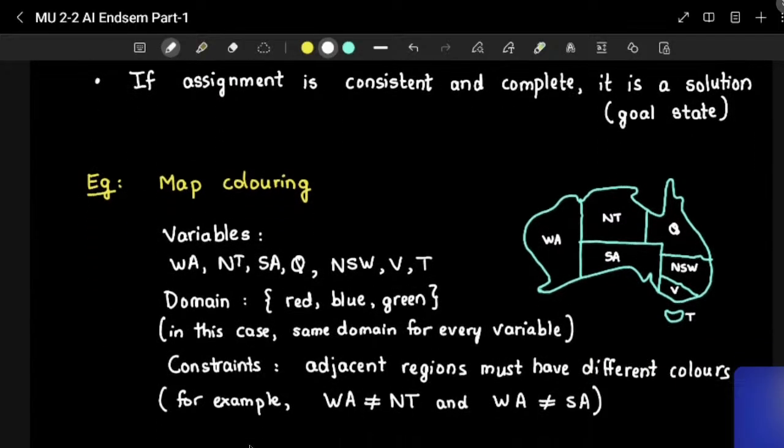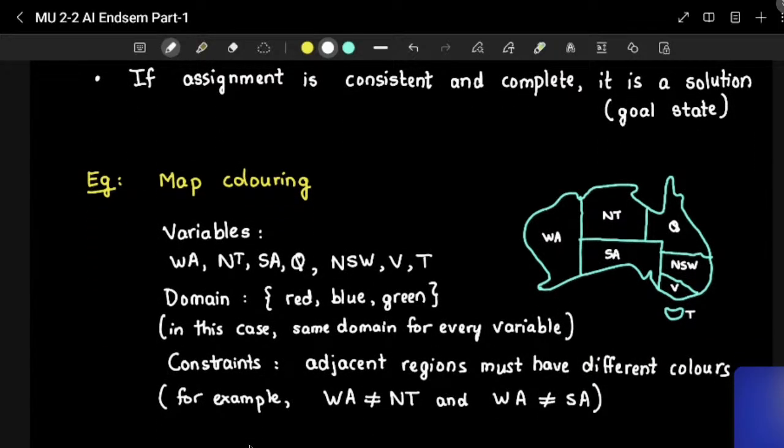So for example, let's take map coloring. I have Australia here. We need to define what the variables are, what the domain is, and what the constraints are. If you look at the map, you have 1, 2, 3, 4, 5, 6, 7 regions in Australia.